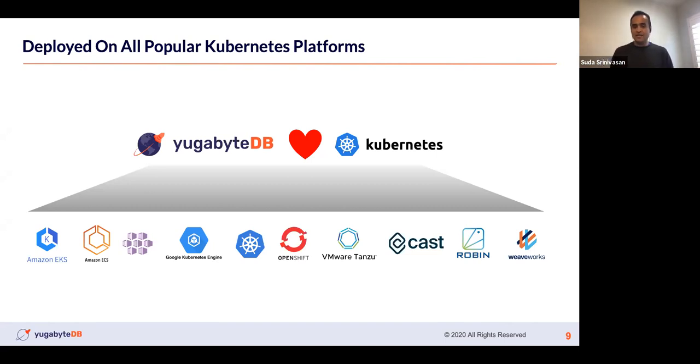Could be Cast AI that you use to coordinate multi-region deployments and manage infrastructure, or Robin or Weaveworks. Pretty much across all of these, we have customers today who are deploying Yugabyte. This has been tested and running and is supported, so it is something that you can rely on. The question of portability is one that we are addressing upfront because we know that people want to pick the Kubernetes flavor of their choice. And so go for it.